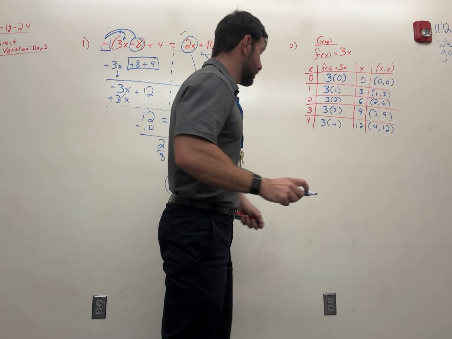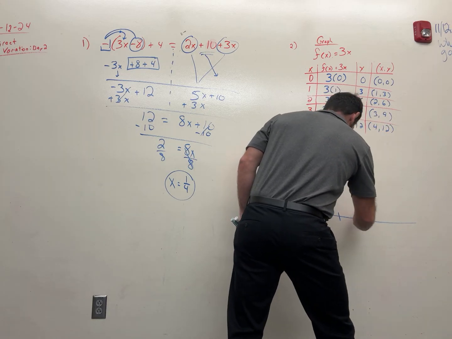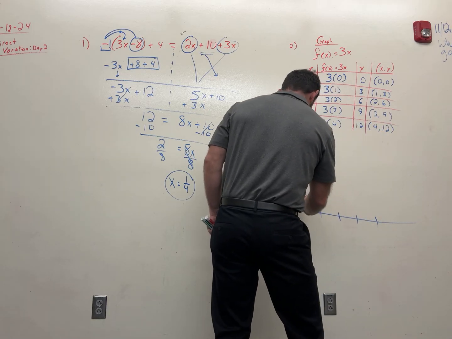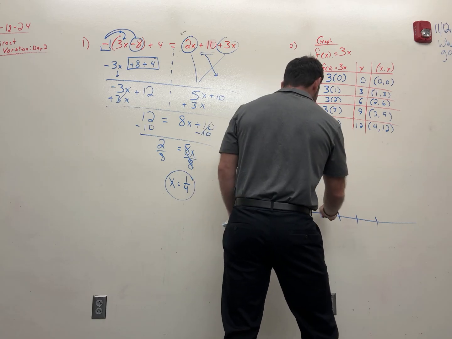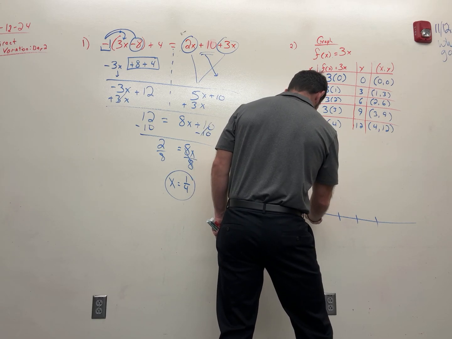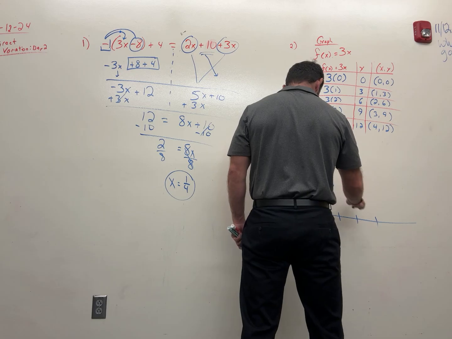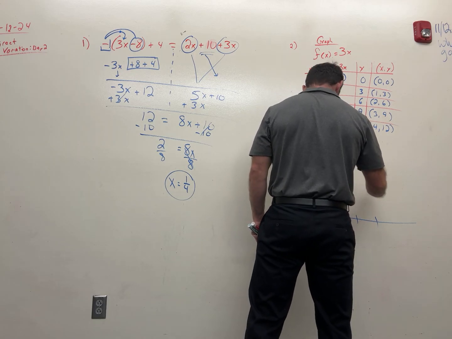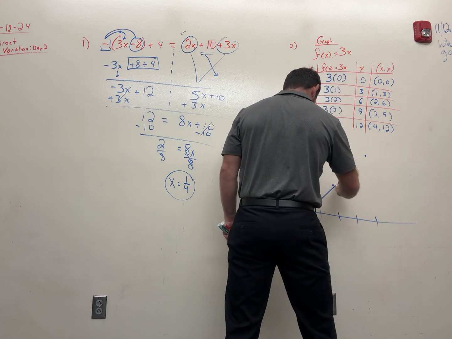So now I have all of those. But now I'm going to graph. 1, 2, 3, 4. 1, 2, 3, 4, 5, 6, 7, 8, 9, 10, 11, 12. So 0, 0, 1, 3, 2, 6, 3, 9, 4, 12. So here's my question.